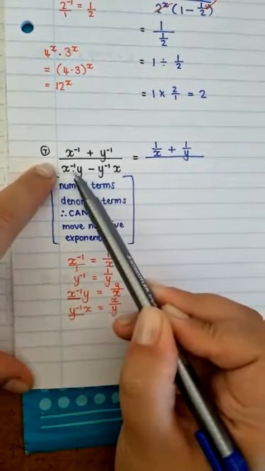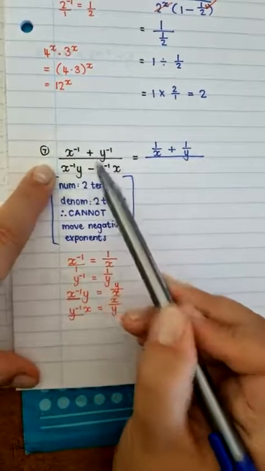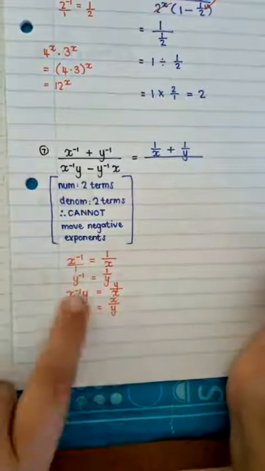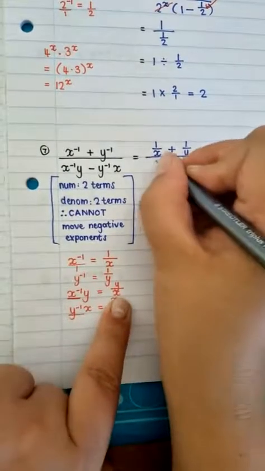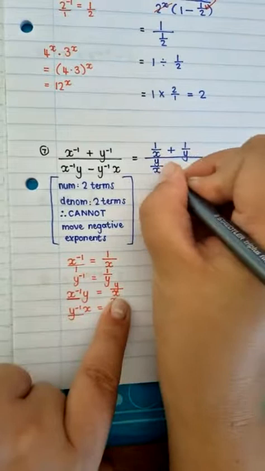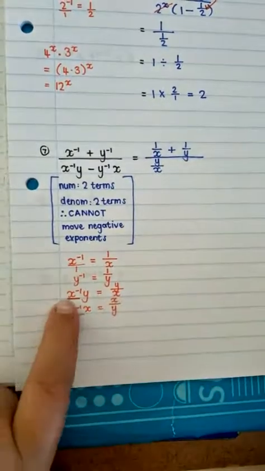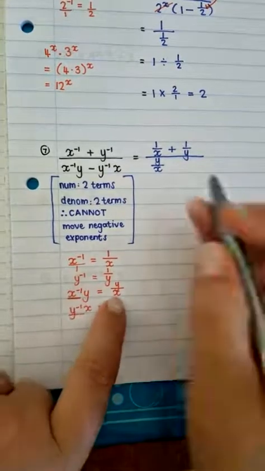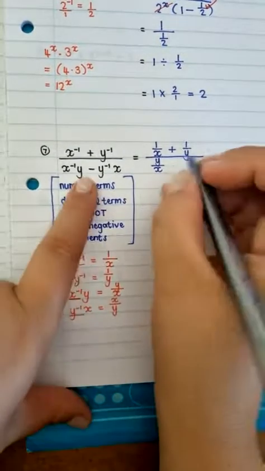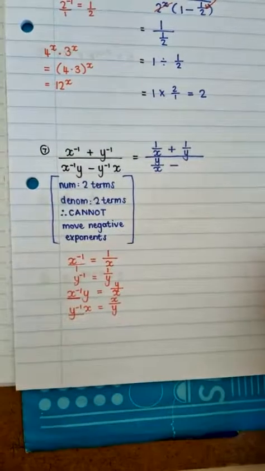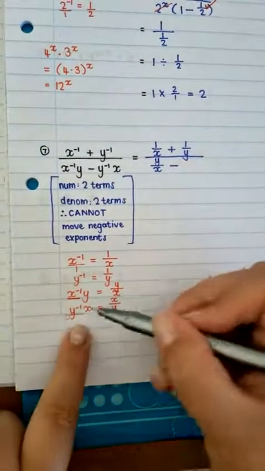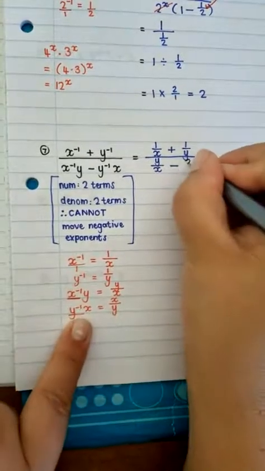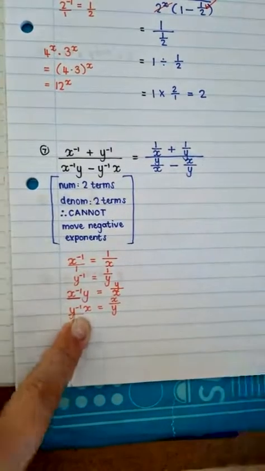I'm not going to move these to the top of the whole fraction. I can't because I have more than one term. So x to the negative 1 y is going to become y over x. The x moves to the bottom, the y stays at the top. x has a negative exponent, so that one has to move. I'm going to put my minus there in between my two terms. I have y to the negative 1 x, so the y goes to the bottom, the x stays at the top, so that becomes x over y.